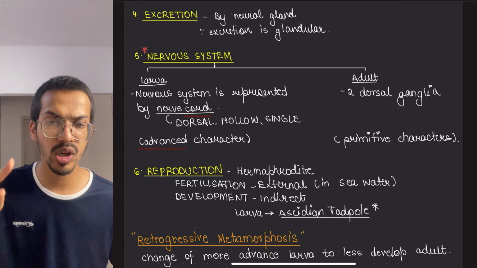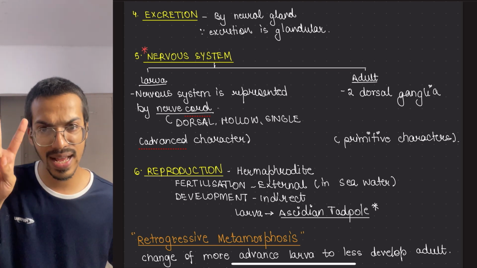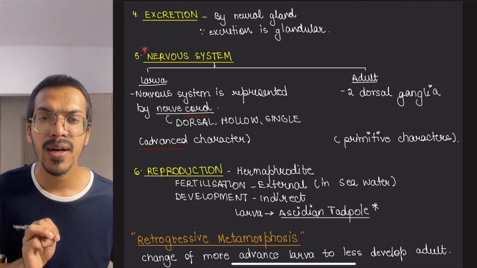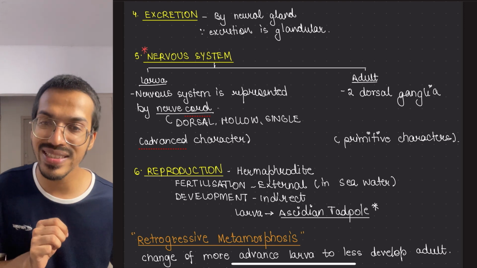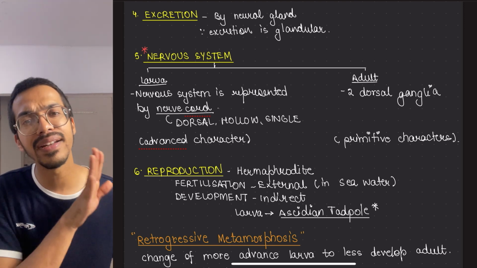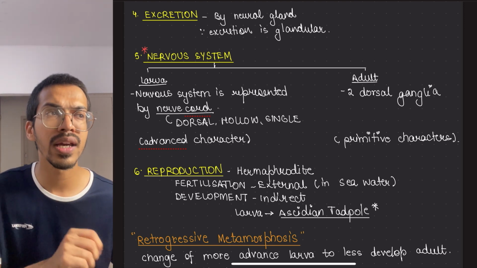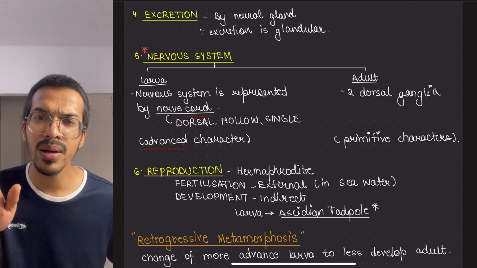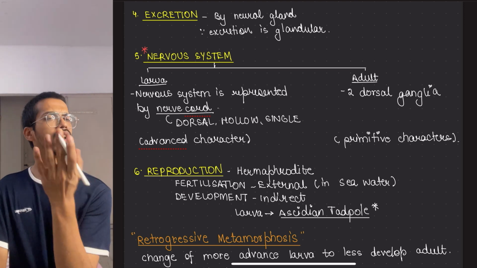I can feel it because it has the nerve cord, it has the notochord, it has a locomotory structure also, the tail is present, but the adult does not have that. So it changed into something worse, which happens with a lot of students.